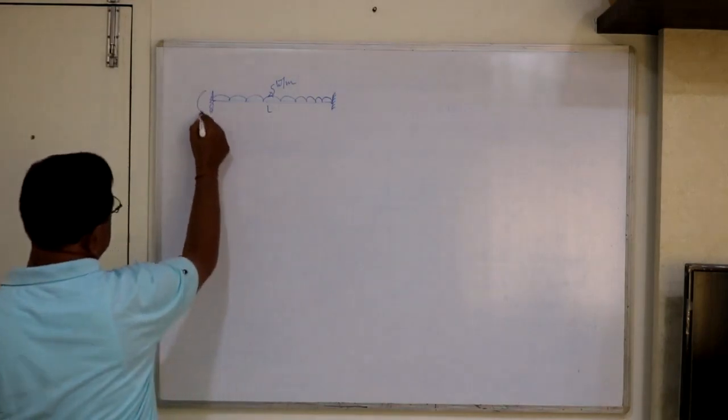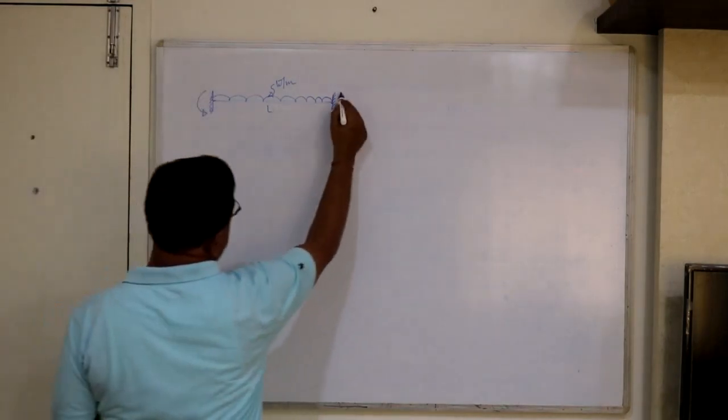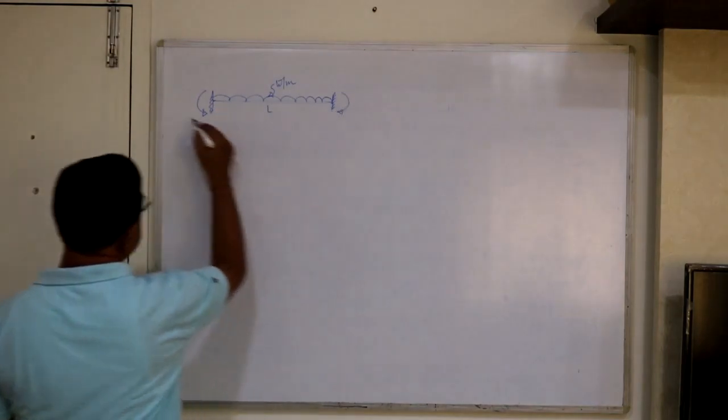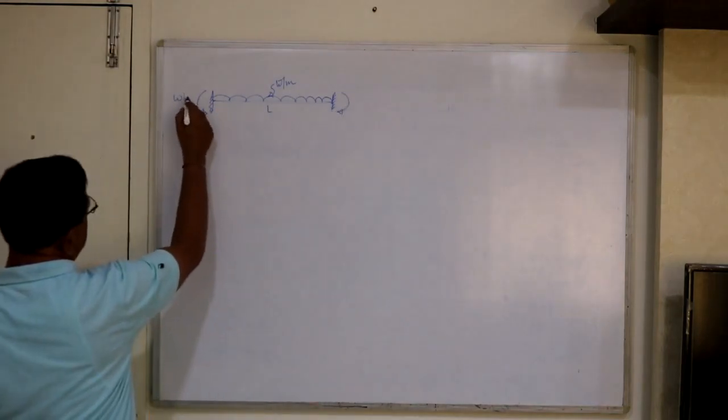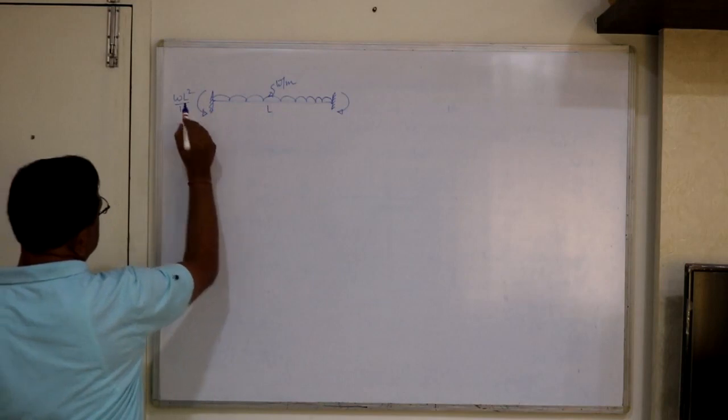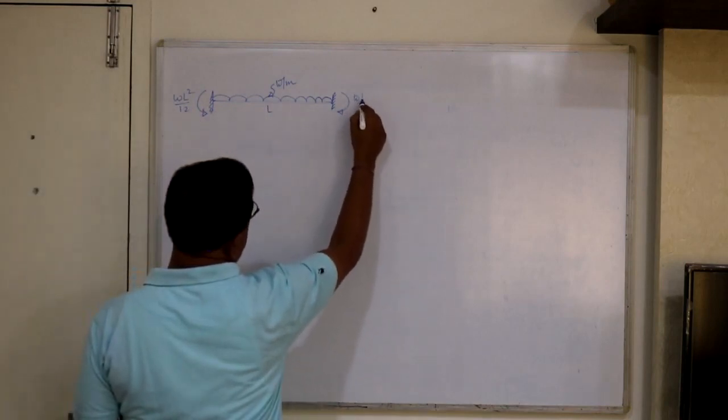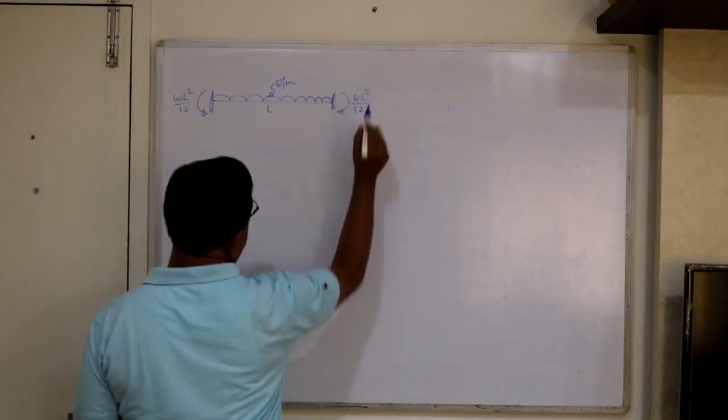Then the moment at the left end is anti-clockwise, at the right end it is clockwise, and we take this as WL square by 12, and this is also WL square by 12 because the loading is symmetrical.